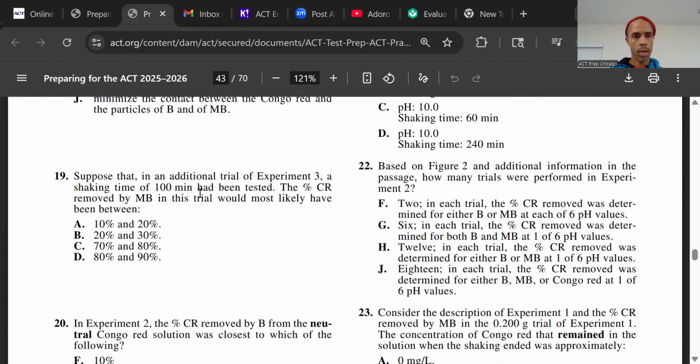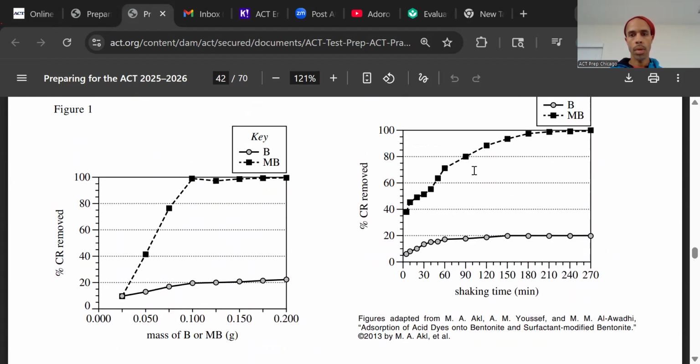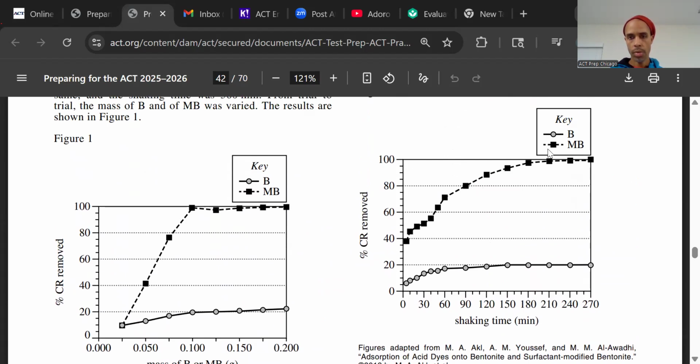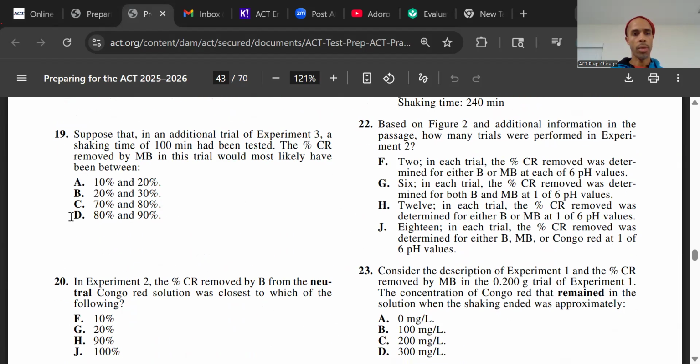Shaking time of experiment 3 tested the percent of CR removed by MB. MB would be the dark squares. 100 minutes would be just past this one because this is 90 minutes, so just past 90 is 100. So you would be between 80% and a little bit over 80%, but not quite 90, right? I think this goes about 5, 85, 90, 95, 100, right? It's going about 5. So I'd say probably between 80 and 85%. Yeah, between 80 and 90%, that would be D.